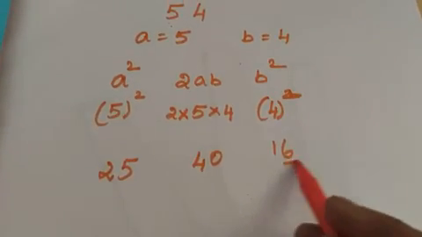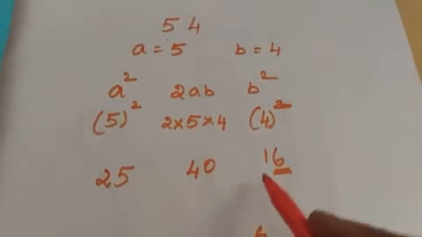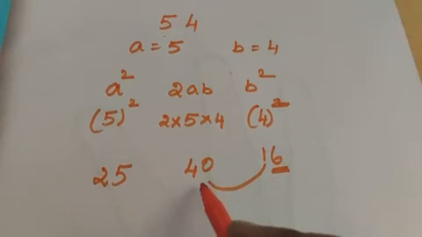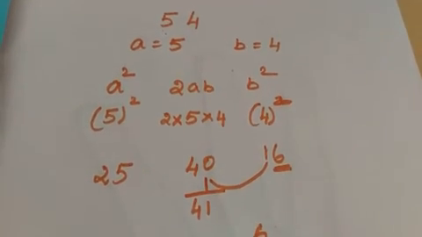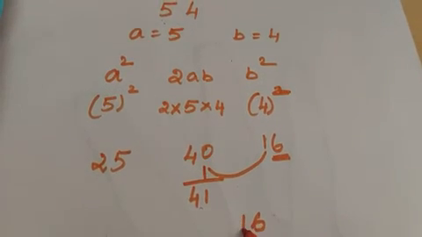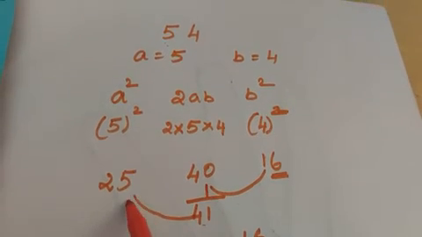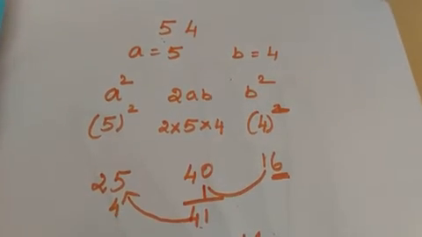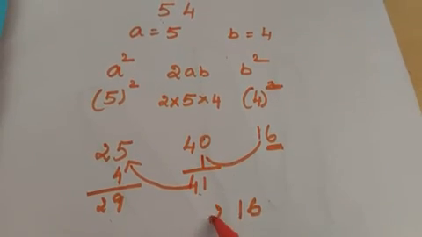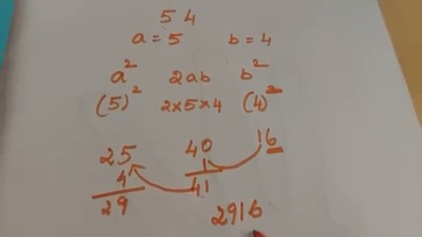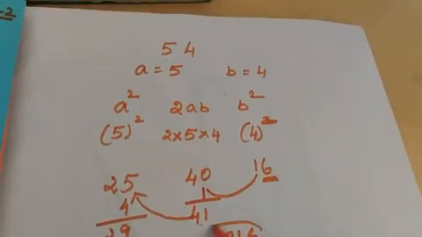What I said? The unit digit will be written in the last one, the unit place. And whichever number is left, that will be added here. So 40 plus 1 becomes 41. Now this 1 will be written in the second place, the tens place. And whichever number is left, that will be added here. So 4 will be added with 25. It becomes 29. So the answer will be 2916. If you multiply 54 by 54, you will get the same number.